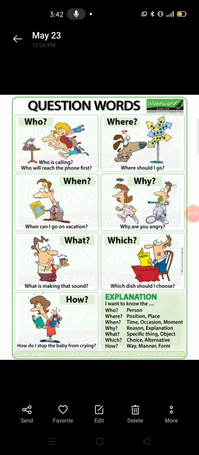I'll tell you where we use who, where, when, why, what, which, and how. We use who for person, where for position and place, when for time, occasion, and moment, why for reason and explanation, what for specific thing and object, which for choice and alternative, how for way, manner, and form.